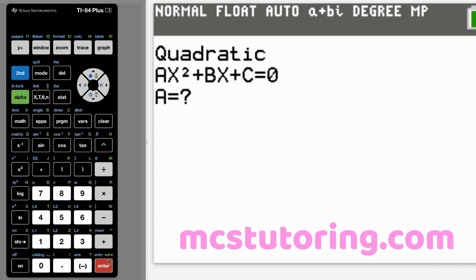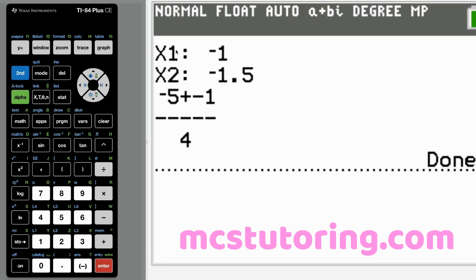So let's go to a slightly more complicated version where we have 2x squared plus 5x plus 3 equals 0. And then it shows x1 and x2, -1 and -1.5. And it's cool because it simplifies the fraction for you here, -5 plus or minus 1, over 4. So that's good. Let's go again.